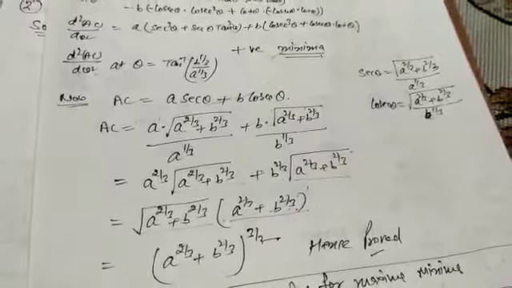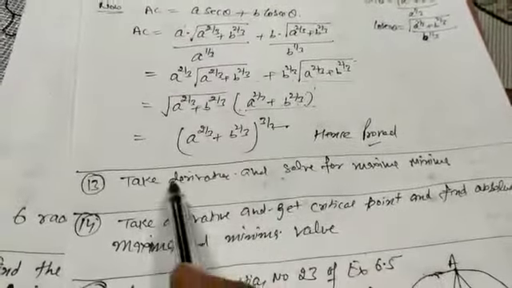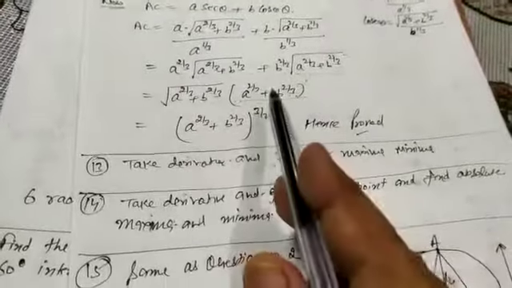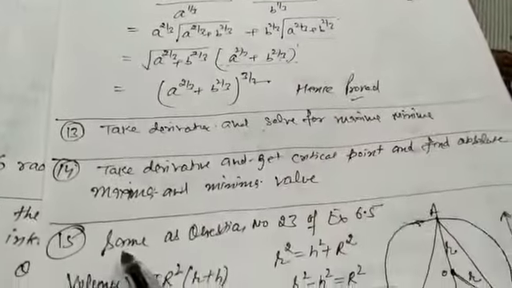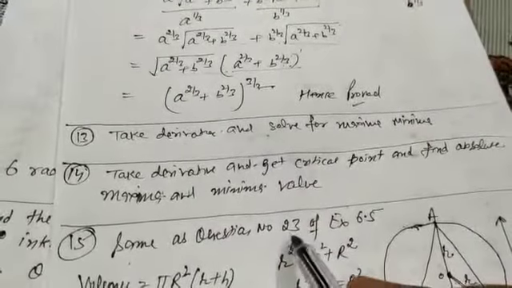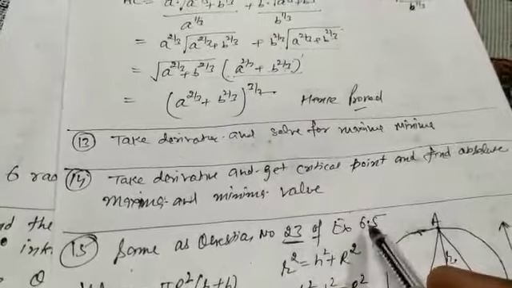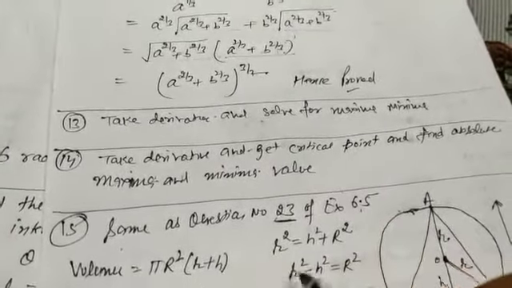The same question you can do for 13 and 14 also, which is based on the same method, derivative only. And question 15 is the same question as question number 23 of your exercise 6.5. The same question, it is quite important, and the hint is given by me.